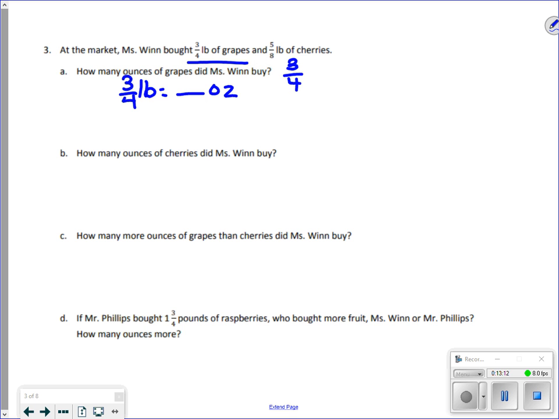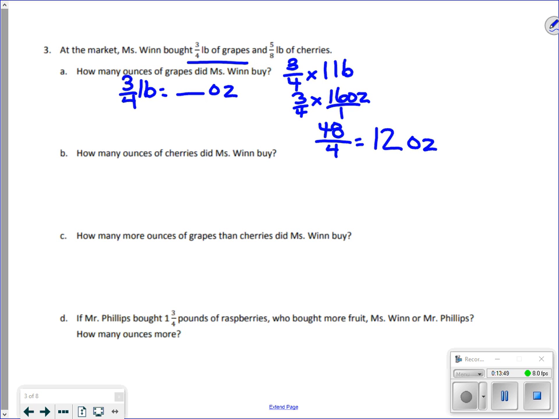I said 3/4 times 1 pound. 3/4 times 1 pound is 16 ounces. I got it right. Yay. 3 times 16, 48. 48 divided by 4 is 12. 12 ounces of grapes.